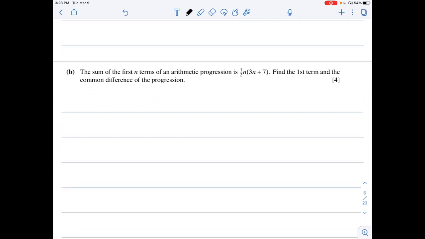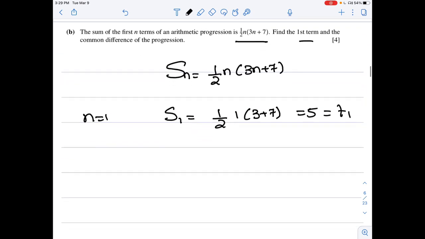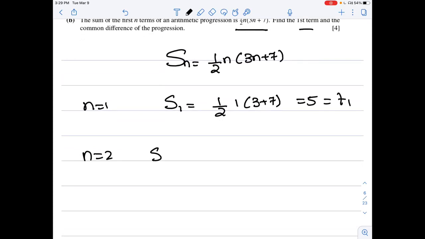The sum of the first n terms of an arithmetic progression is given by this formula. Find the first term and the common difference of the progression. So Sn is given by 1 by 2 times n times 3n plus 7. If I substitute n is equal to 1, I get the sum of the first term, means only the first term directly. 3 plus 7 over 2, which is equal to 5, which is my first term. If I substitute n is equal to 2, I get the sum of two terms. So 2, 6 plus 7 over 2, which is 13. So S2 is 13.